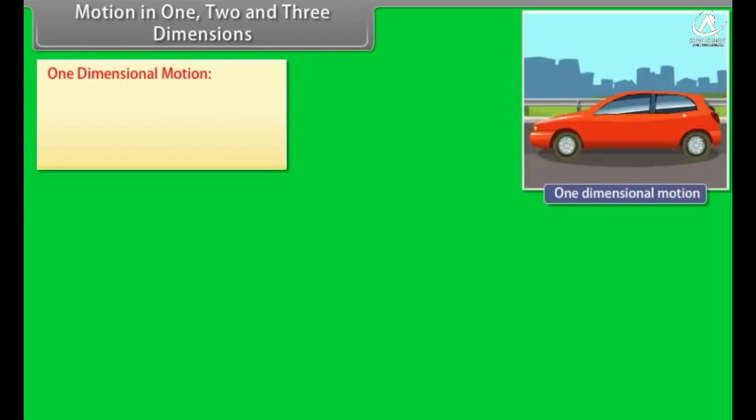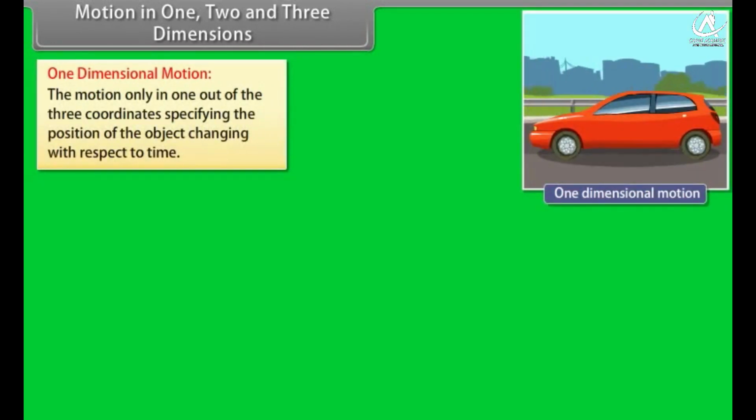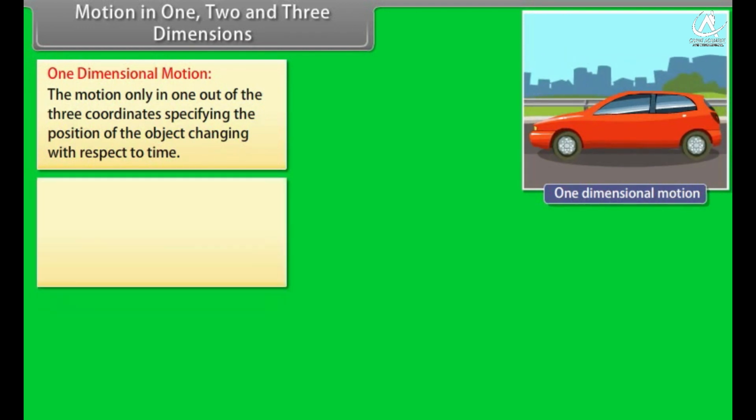Motion in 1, 2, and 3 dimensions. One-dimensional motion. The motion in which only one out of three coordinates specifying the position of the object changes with respect to time. Example, a car traveling in a straight line.